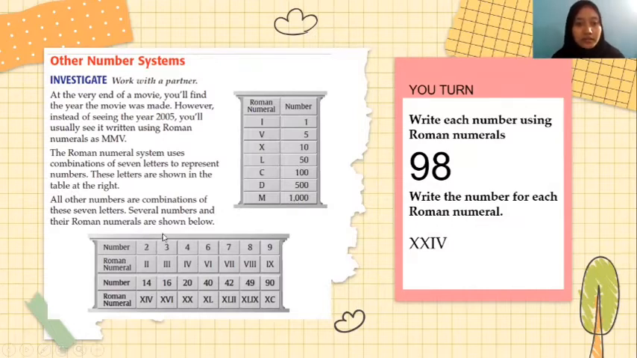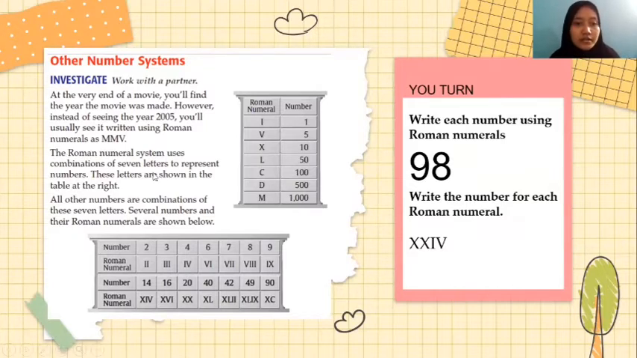This is the example. Number 2 is represented by II. Number 3 is represented by III. Number 4 is represented by a mix of I and V. V is 5 and I is 1, so 5 minus 1 is 4.